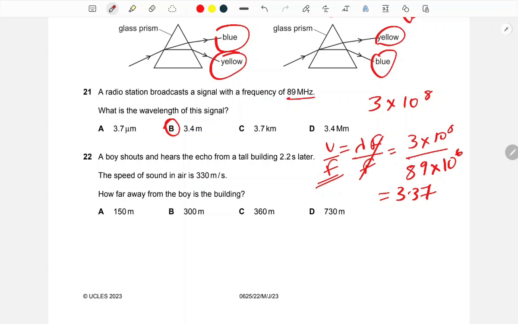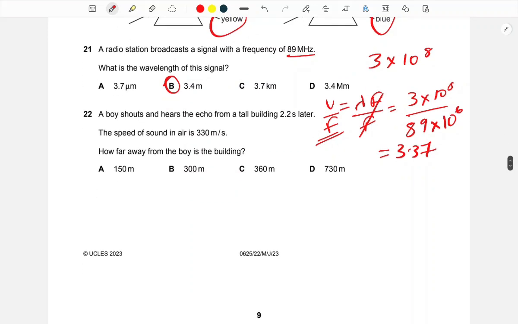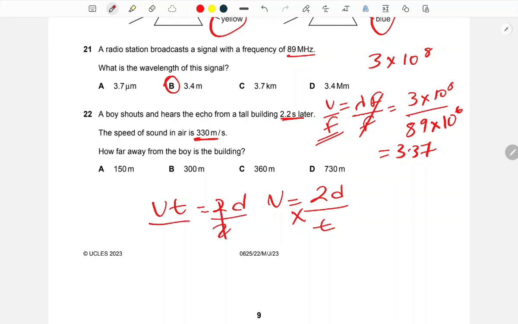Let's move on to number 22. A boy shouts and hears the echo from the tall building 2.2 seconds later. The speed of sound in air is 330 meters per second. They've been kind enough to give us the speed, but we have to know it by heart. How far away from the boy is the building? So now when we're working with echoes, speed is the same as 2 times the distance over the time. So we can rearrange the formula. So v times t is equal to 2 times the distance, and then both sides divided by 2. This is the distance, speed times time over 2.